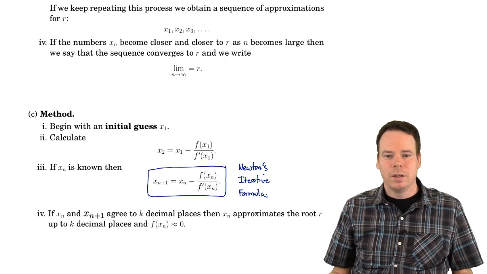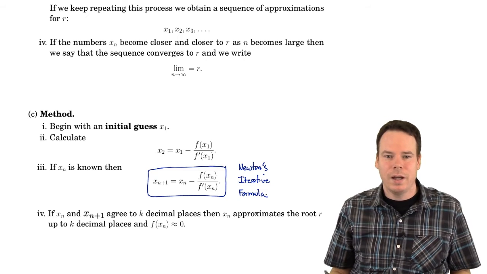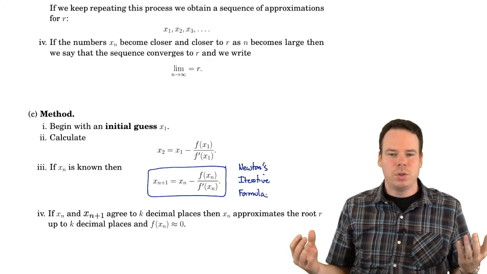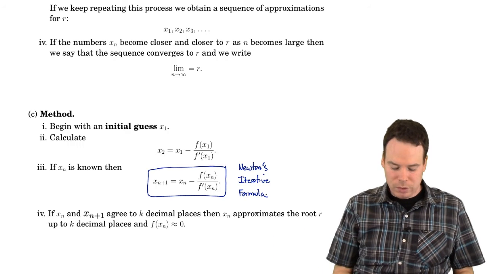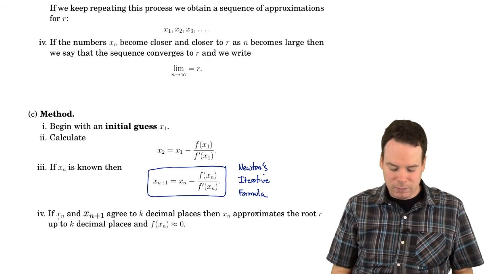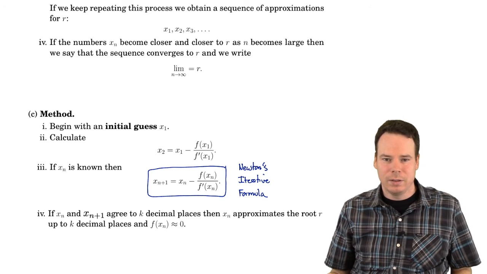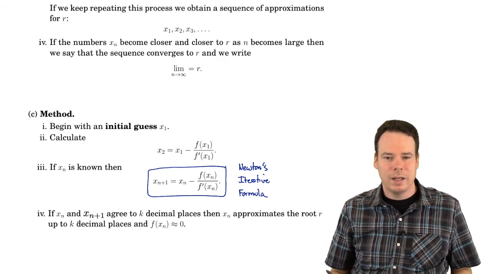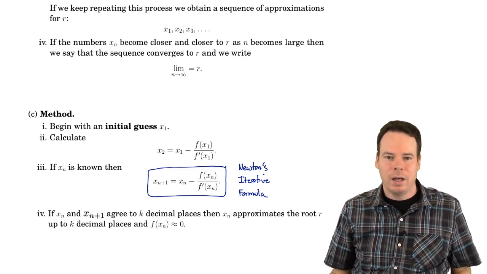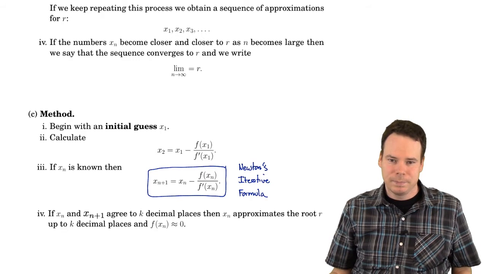When do you stop? Well, it's a good question. You continue this process until you have the desired degree of accuracy that you want. So suppose you want your approximation to k decimal places. Well, you keep going until you have successive approximations, xn and xn plus 1, agreeing to k decimal places. That's the good rule of thumb. You can stop once you get those two iterations agreeing to k decimal places, and now you have an approximation of the root to k decimal places.